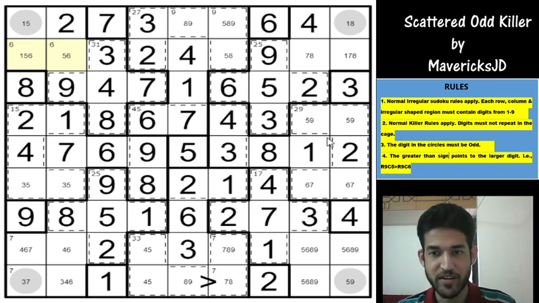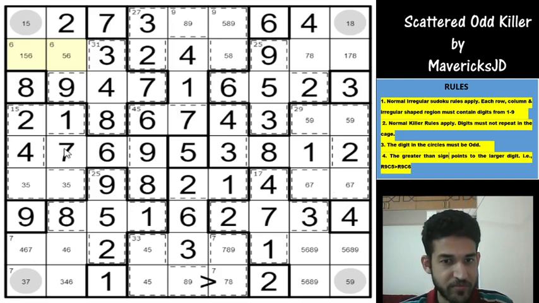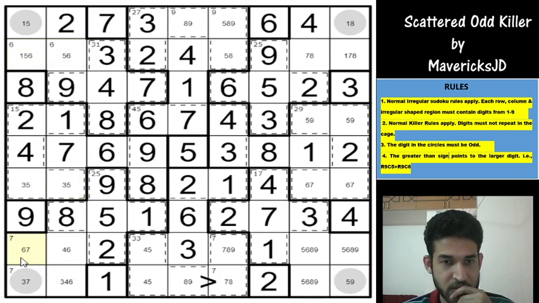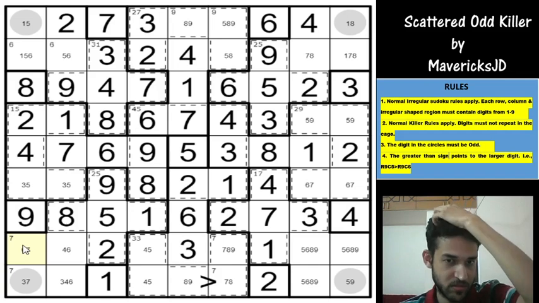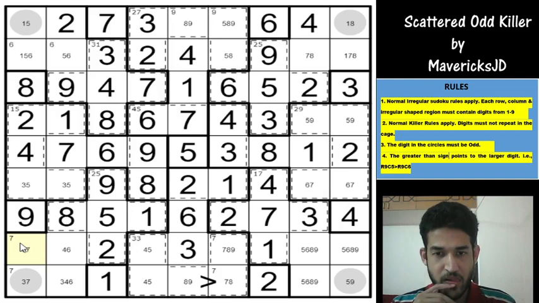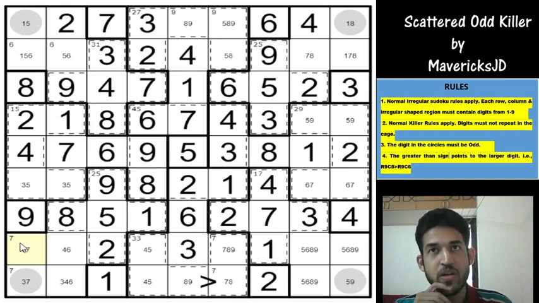Oh, what am I missing here? I'm unable to see what I'm missing here. So 3, 5, 6. So 4 is in one of these two cells. So 4 can be removed from here. So that's a 6 and 7. Okay. Okay, 1 is in one of these cells.